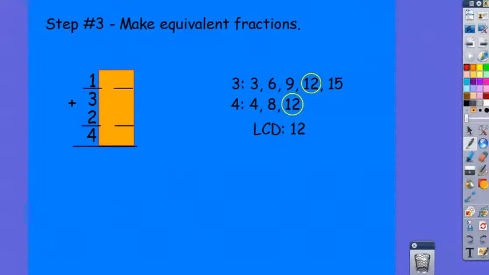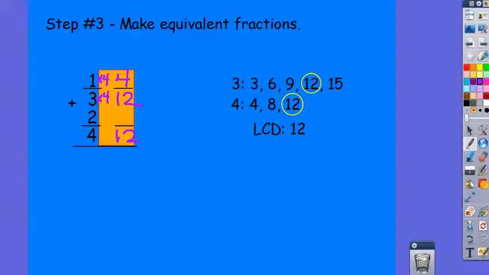Step 3, we're going to make these fractions equivalent. So since we found our least common denominator, we know that that's going to be our new denominator. And now we want to see what our numerators are going to be. So in order for me to get from 3 to 12, I needed to multiply my denominator by 4. And if I multiply my denominator by 4, I need to multiply my numerator by 4. So the equivalent fraction of 1/3 is equal to 4/12.